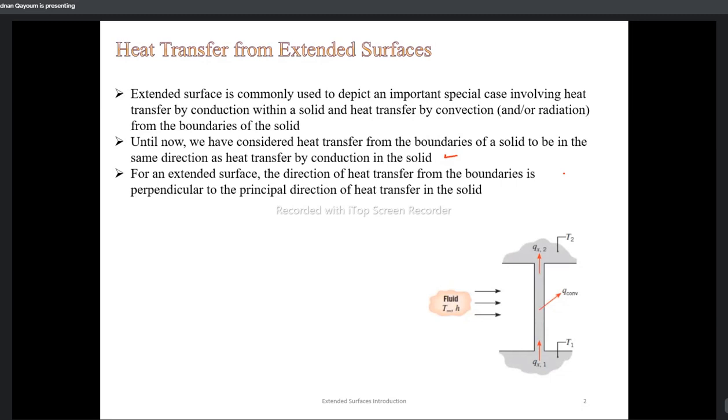A simple example: I told you that you have a strut like this, maintained at temperature T1. You are just adding an extension here, joining these two surfaces by this extension, and this extension is exposed to some convection environment, to the ambient environment.